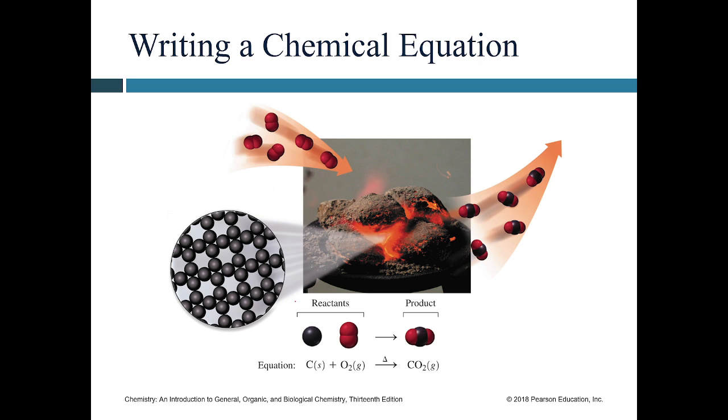So in this case right here, we're actually burning coal. Coal is carbon. And so we're going to burn coal in the presence of oxygen. That's burning. The carbon is going to react with the oxygen, and it will produce CO2. Okay? And so it's that same formulaic, same equations as we saw before.